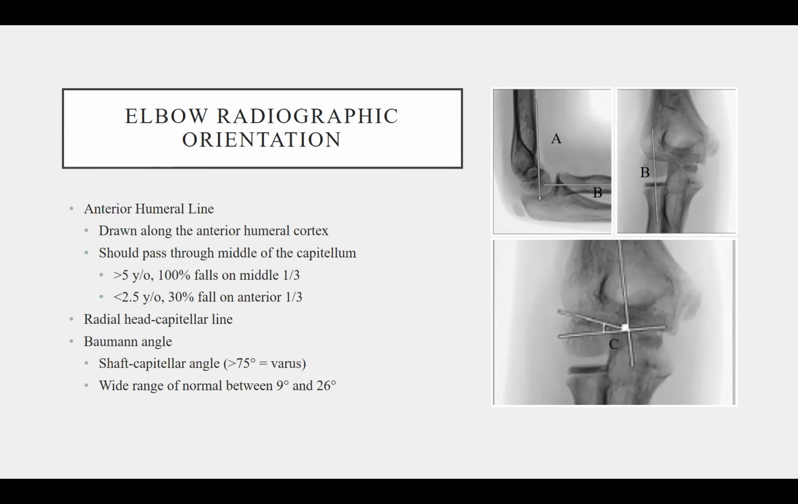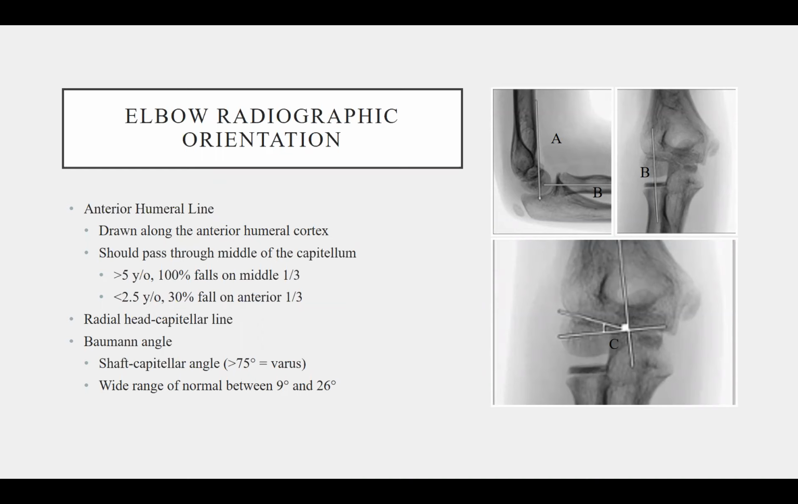So, radiographic orientation. In radiographs, we focus on the anterior humeral line, the radial head capitellar line, and Bowman angle. Line A denotes the anterior humeral line, which is useful for gauging normal radiographic alignment.